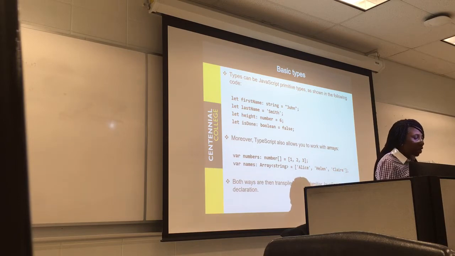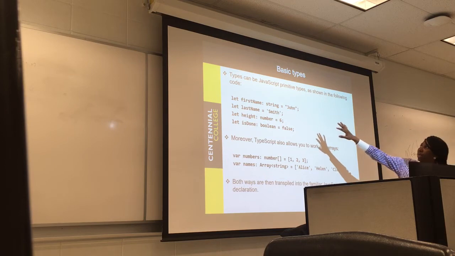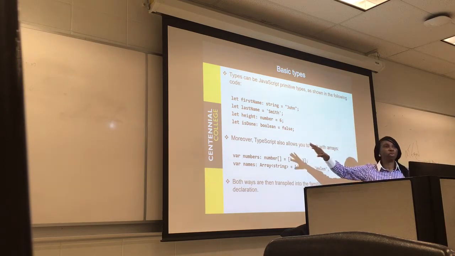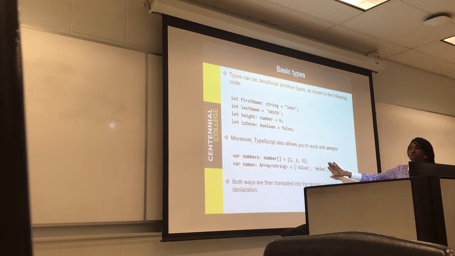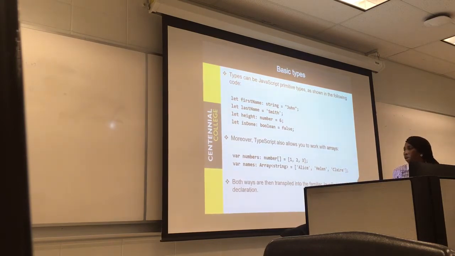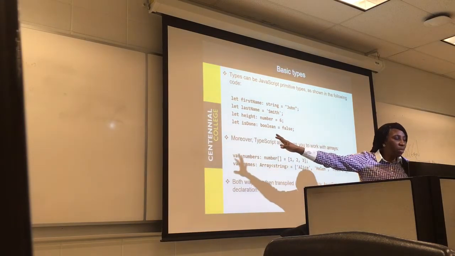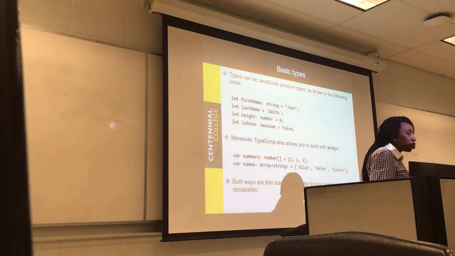So types can be JavaScript primitive types, as we have seen in this code. Also, TypeScript will allow you to work with arrays. So you can have the JavaScript primitive type, like in this example, you declare your variable name, you assign your value to it. You can also work with an array, and I'm sure in JavaScript we have done this, right? So whether you have it as a primitive type or you use it as an array, they are transferred into JavaScript array declaration.